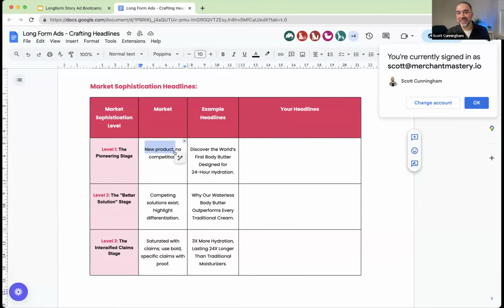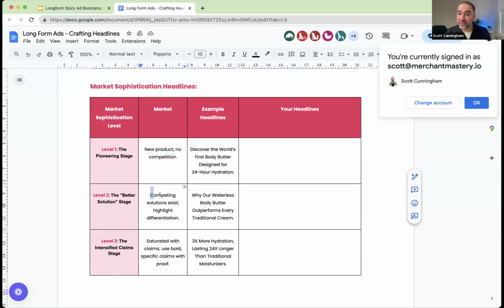So let's pretend for a sec that there weren't other body butters that were waterless. I'm sure there are, but we could come in with a big claim that nobody's ever made. Discover the world's first body butter designed for 24-hour hydration. That's like when you're the first of its kind. And I don't know if we could use that one because I doubt we would be the first, but that's an example. Okay, level two, the better solution.